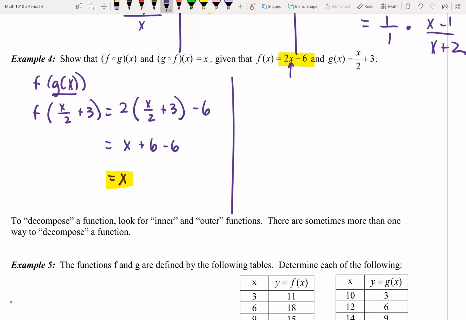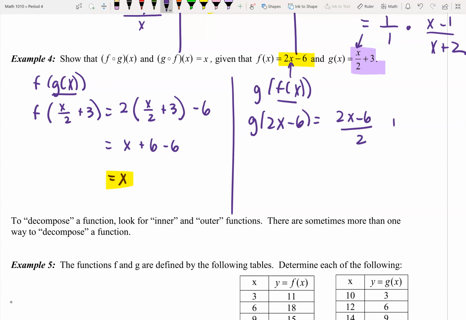Okay, let's do the other one. Let's do g of f of x. So this is going to be g of 2x minus 6. So I'm going to go into this purple g of x. Right here where I see an x, I'm going to replace it with 2x minus 6. So everybody go 2x minus 6 over 2 plus 3.